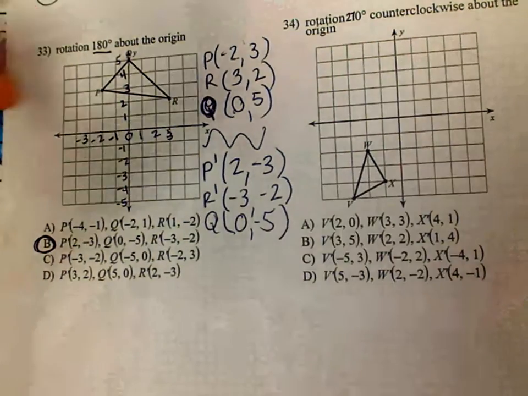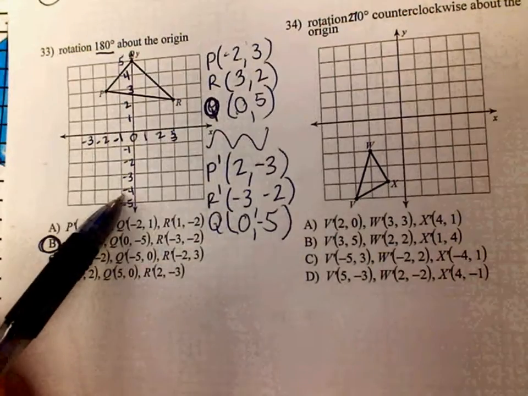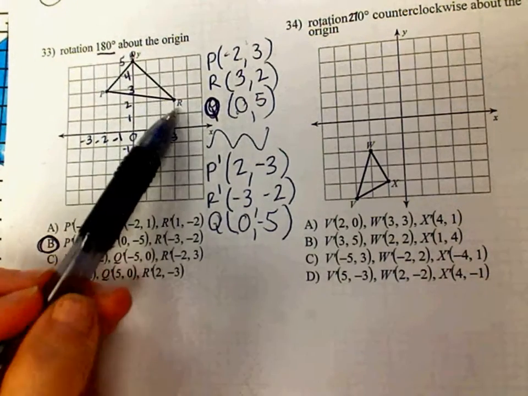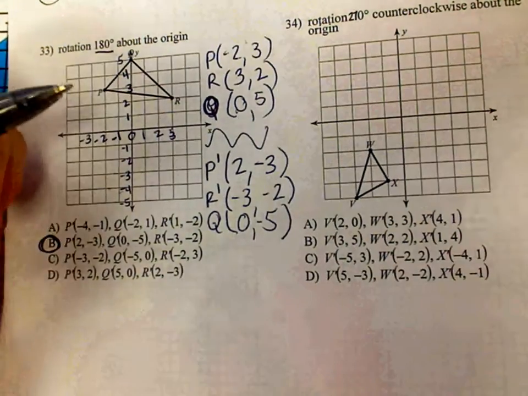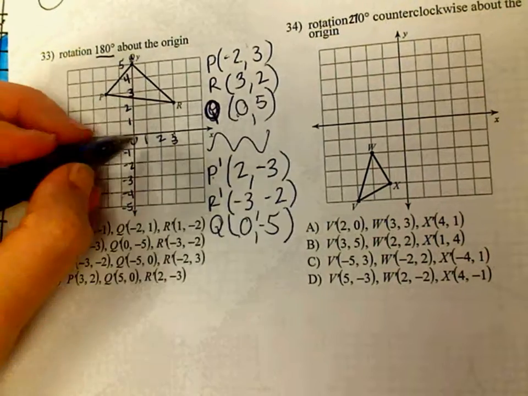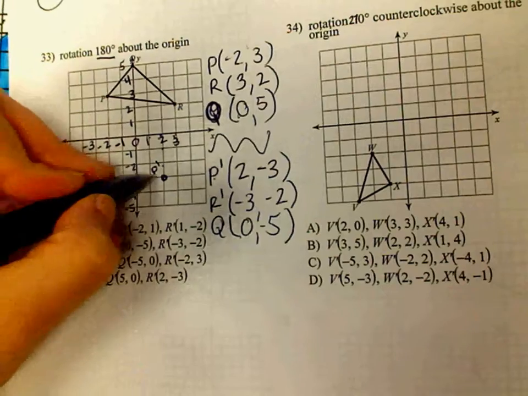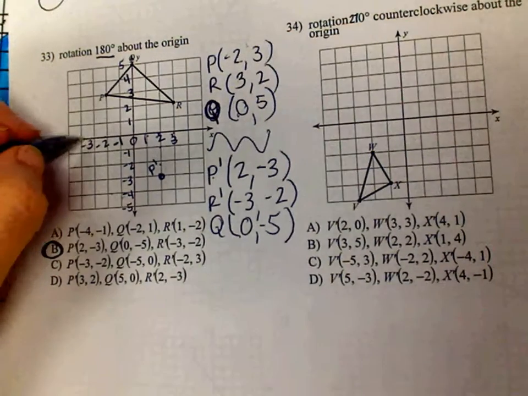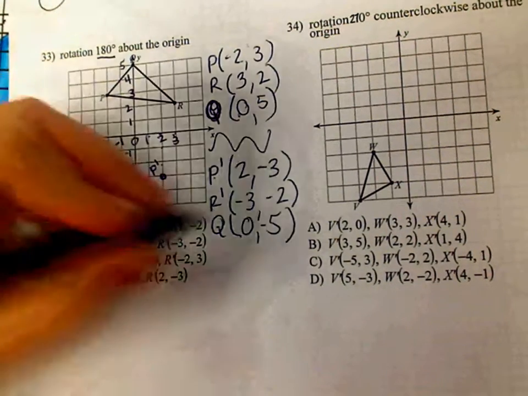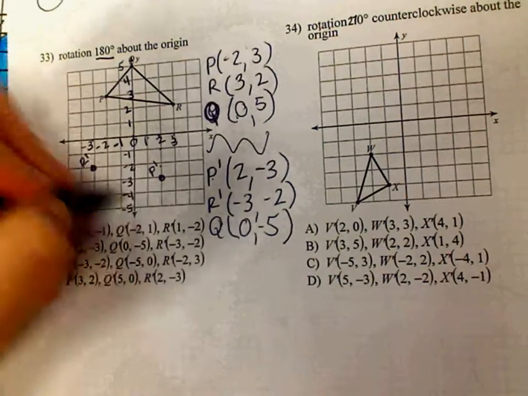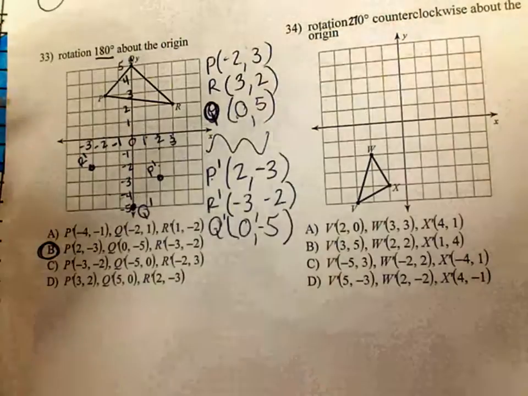Now let's graph it. It's a 180-degree rotation, so it should be on the other side of the graph, right? So it should go 2 quadrants away. So R should go 1 quadrant, 2 quadrants, so somewhere over here. Let's graph it though. P prime is +2 on the x, -3 on the y. R prime is -3 on the x, -2 on the y. Q prime is 0 on the x, -5 on the y. Forgot my little prime. And then connect it.